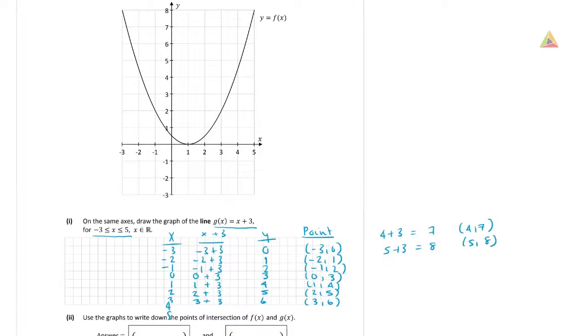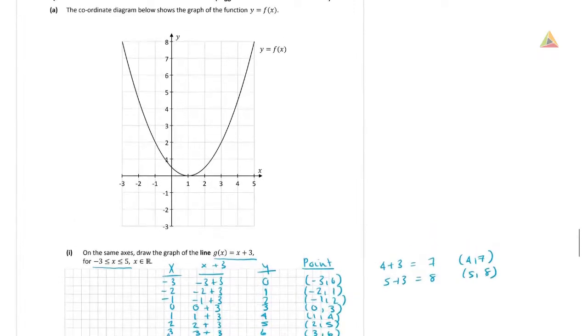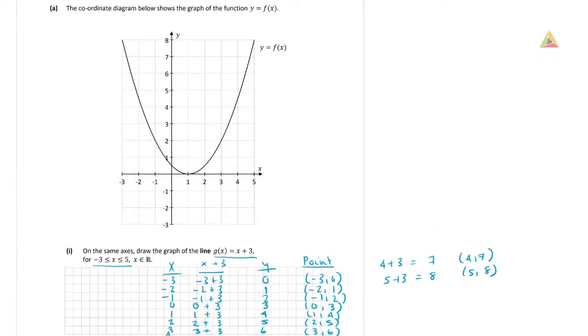So now what I want to do is plot all of these points on the graph. So the point -3, 0 is going to go here. The point -2, 1 is going to go here. The point -1, 2 is going to go here. The point 0, 3 is going to go here. The point 1, 4 is going to go here. The point 2, 5 is going to go here.